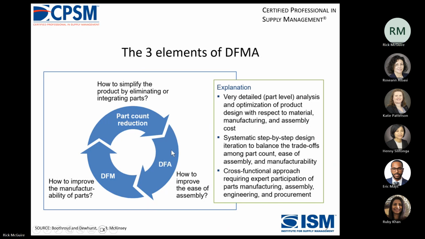This is how do we help out our people on our factory floor to assemble these things? We've put little things in here that I guess you call idiot proofing, so you can only put it on one way kind of thing. That's design for assembly. So very detailed part level analysis, systematic step-by-step design iteration, and cross-functional approach. And they use the software to do this.